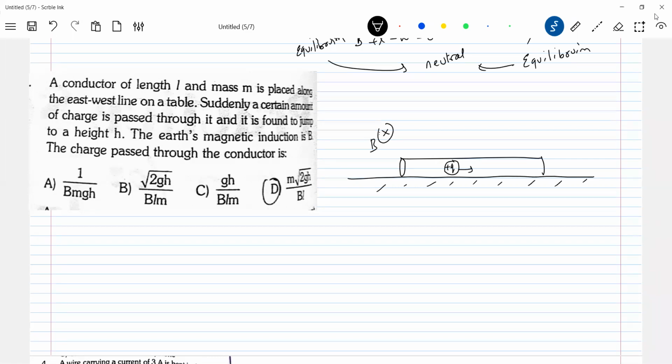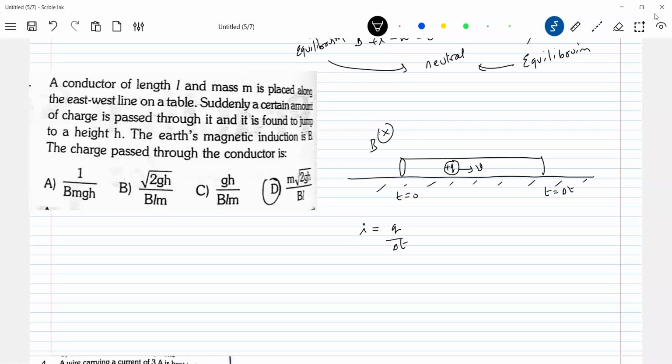So suddenly means that it has passed through it. At t equals 0, the charge was here. After some time t, it is available here. Then due to this flow of charge, will there be any flow of current? We can define some average current, I is equal to Q by delta T.